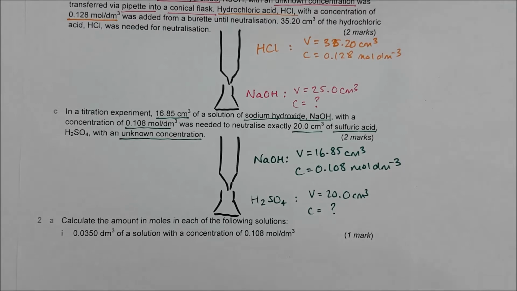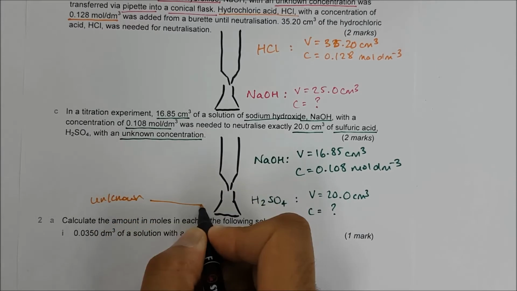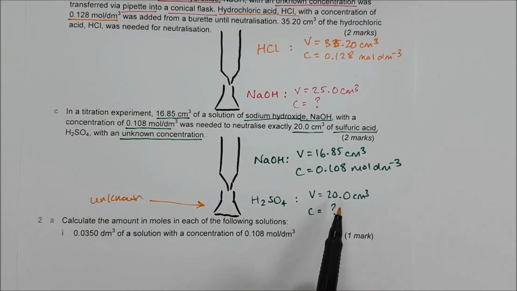What you'll notice from all three examples is the unknown, we usually place the unknown into the conical flask, and it's best practice because we can accurately measure the volume using a graduated pipette.